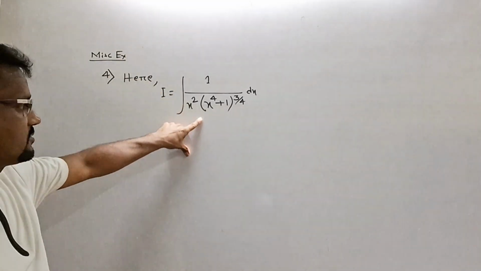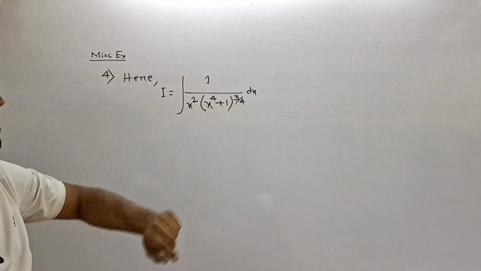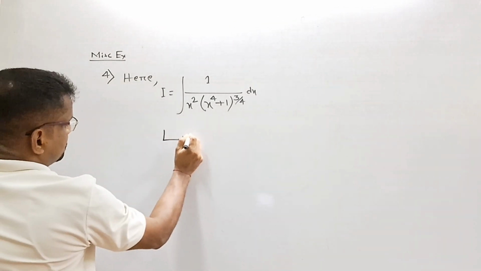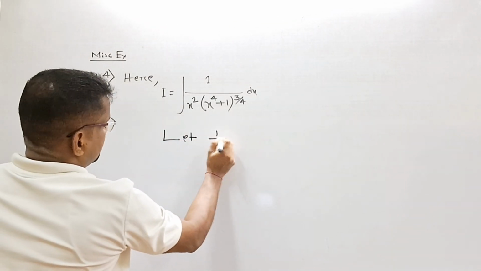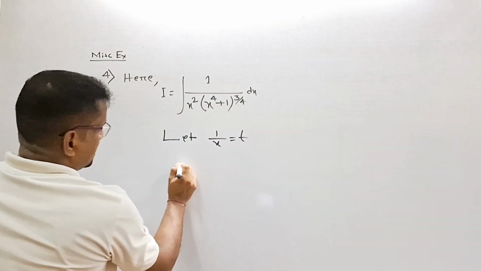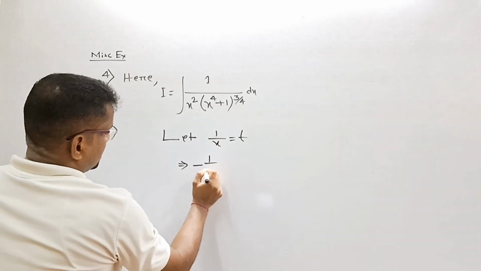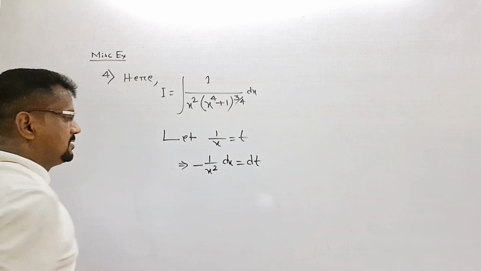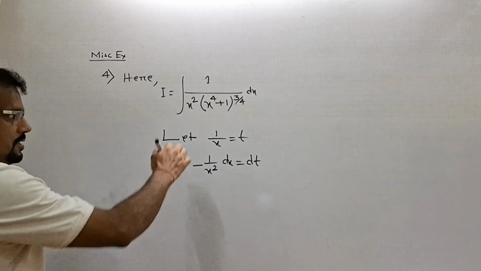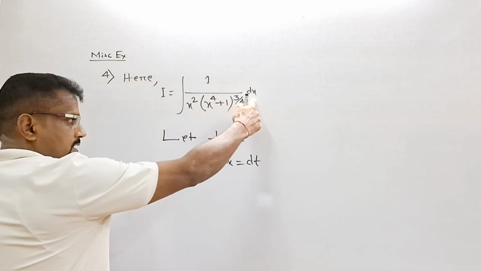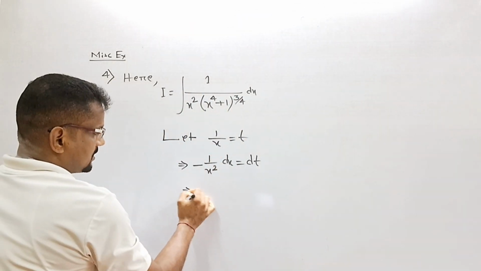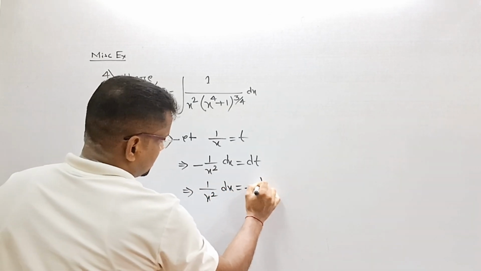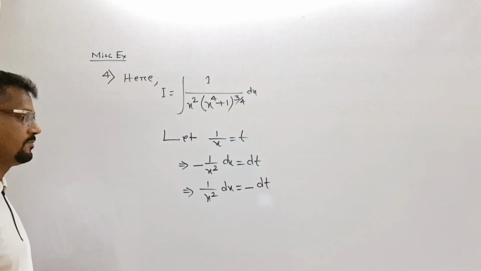Substitute. Now what to substitute so that the second function comes? In this case, if we substitute 1 by x equals t, the derivative of 1 by x is minus 1 by x square dx equals dt. So you see here, 1 by x square dx, we will get, it is nothing but 1 by x square dx equals minus of dt.